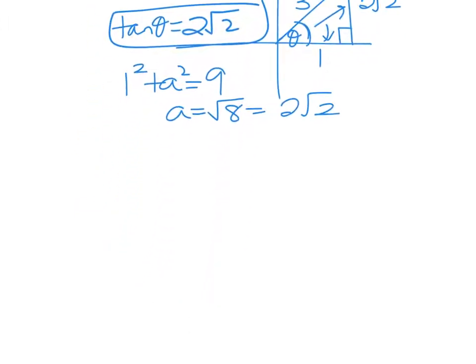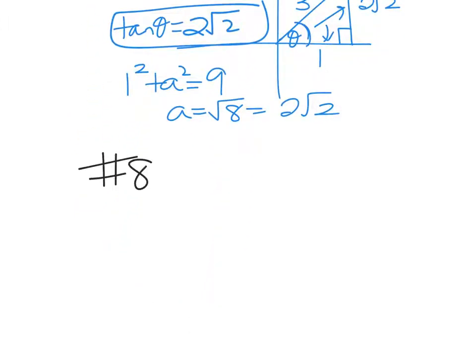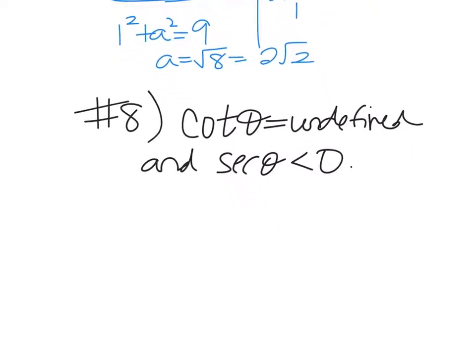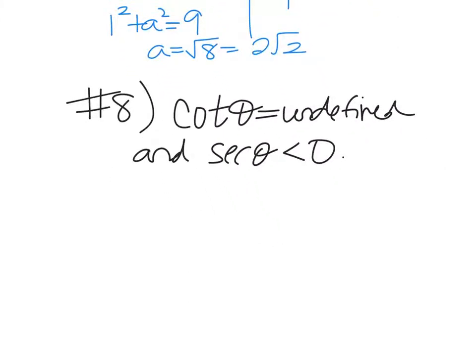Yes, last one. Okay, you know how I said that some of our trig functions are undefined? Well, what happens when they're undefined and you have to find a different one? So, for example, let's say that the cotangent of theta is undefined, and secant of theta is less than 0. We need to go ahead and find out where we're at.